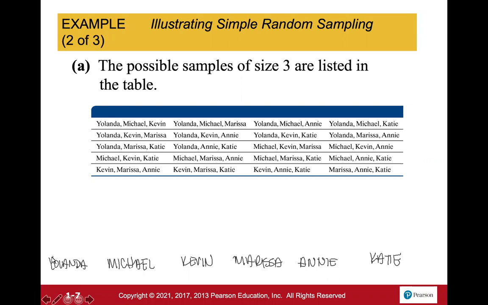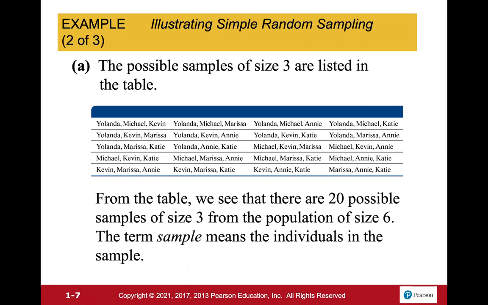For the next one, we can't have Yolanda, Kevin, and Michael because we already have that one right here. So from here, we did all the different possibilities with Yolanda, Michael, and now let's do Yolanda, Kevin. So Yolanda, Kevin, Marissa, Yolanda, Kevin, Annie, and so on and so forth. There end up being all of these different possibilities here. So 5, 4, 3. There's that many different possibilities there.